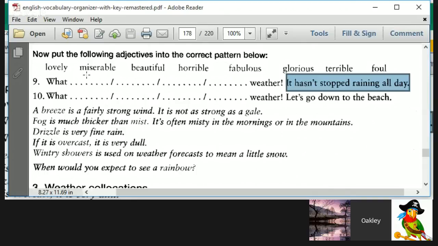It what blank blank blank weather? It hasn't stopped raining all day.